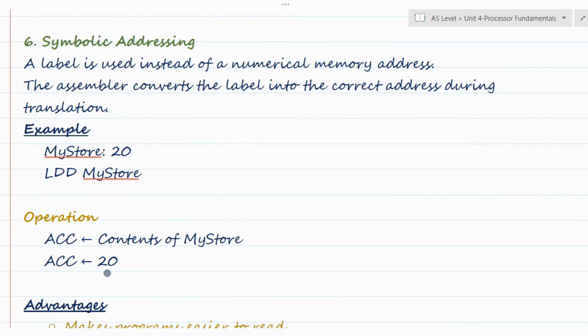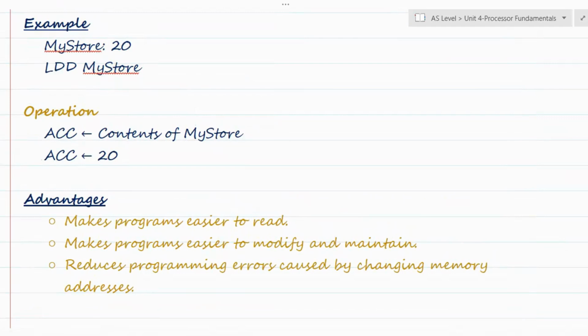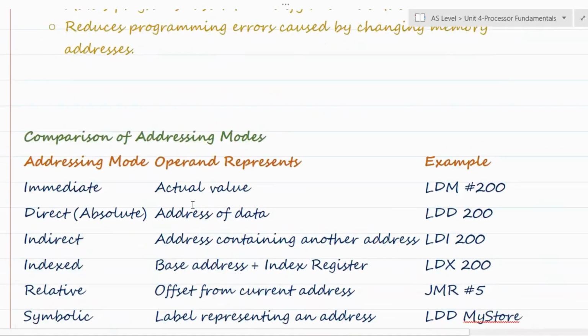You can imagine it like writing a friend's name in your phone instead of remembering their phone number. So labels make assembly programs much easier to read and maintain. The advantages are that programs become easier to read, easier to modify and maintain, and it reduces programming errors when memory addresses change. So these are some advantages.